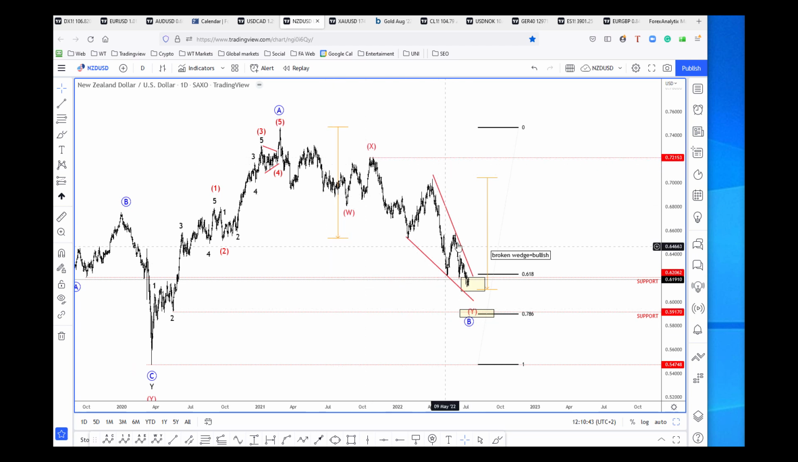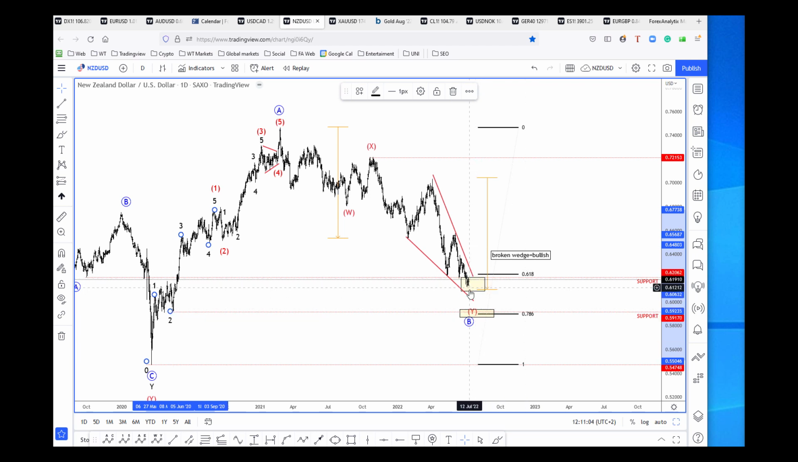I still think that this is a very nice potential, very big wedge formation here, moving into this 61.8%. Okay, and then you have also the 78.6%, also a very important level, which is also around this level of this minor swing low here back from 2020. So in either case, I think that both supports are quite important.